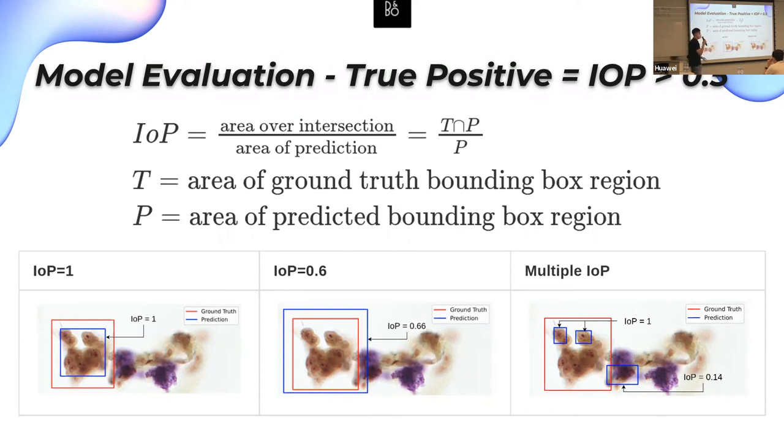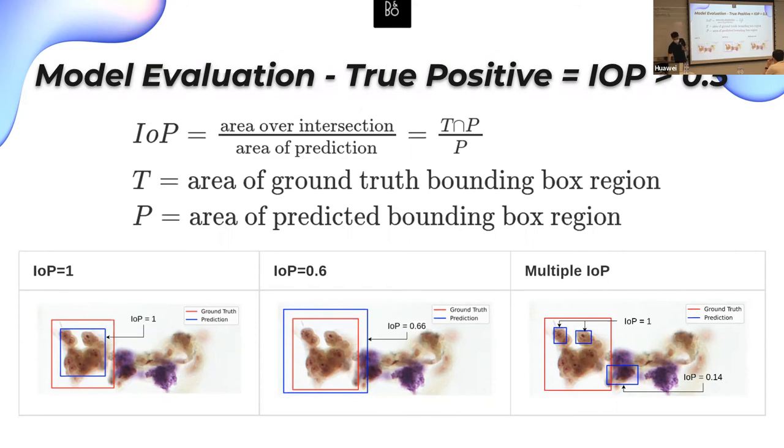As you can see, there are some examples at the bottom. The first one is where the prediction bounding box is inside the ground truth bounding box, so this prediction is a true positive. In the second one, the prediction bounding box overlaps the ground truth bounding box, but the intersection over prediction is 0.66, so this one is still positive because it's greater than 0.5. For the last two, you can see which cells have the bounding box, and they are inside the ground truth bounding box, therefore these two are true positives, but this one only has 0.14, so it's a false positive. It's that simple, right? Is this idea okay?